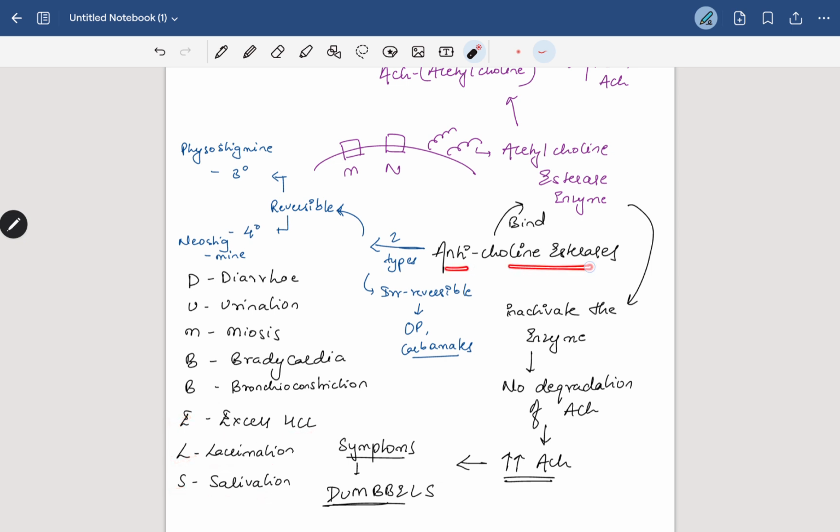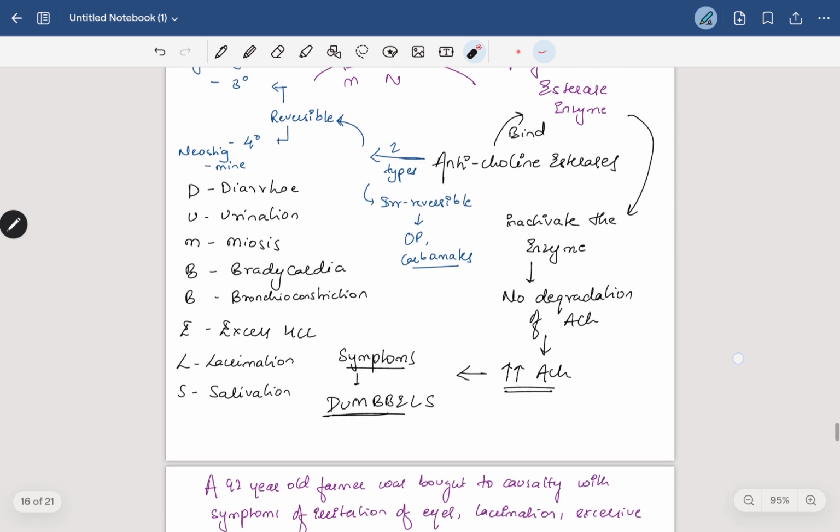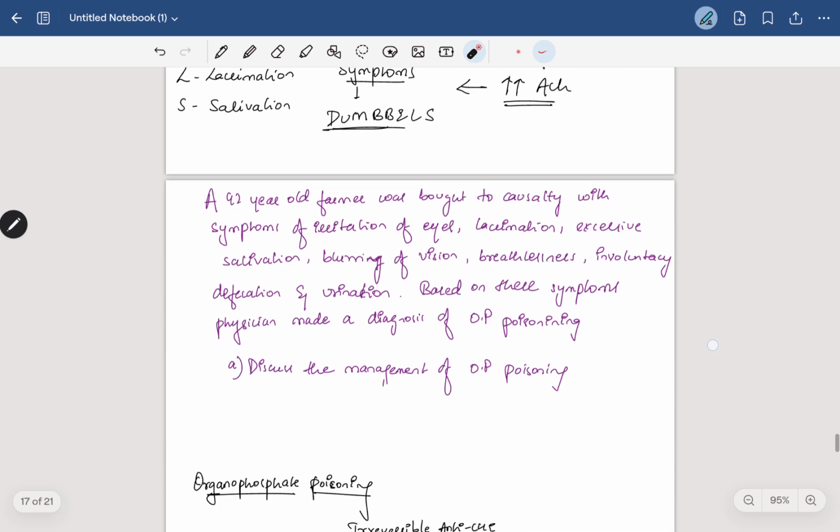These drugs, anticholine esterases, are of two types: reversible anticholine esterases and irreversible anticholine esterases. Under irreversible, examples are organophosphates and carbamates, and in reversible, we have two types, tertiary and quaternary. In tertiary, you have physostigmine, and in quaternary, you have neostigmine. We will learn about the reversible anticholine esterases in another video, but for now, we will concentrate on irreversible anticholine esterases.